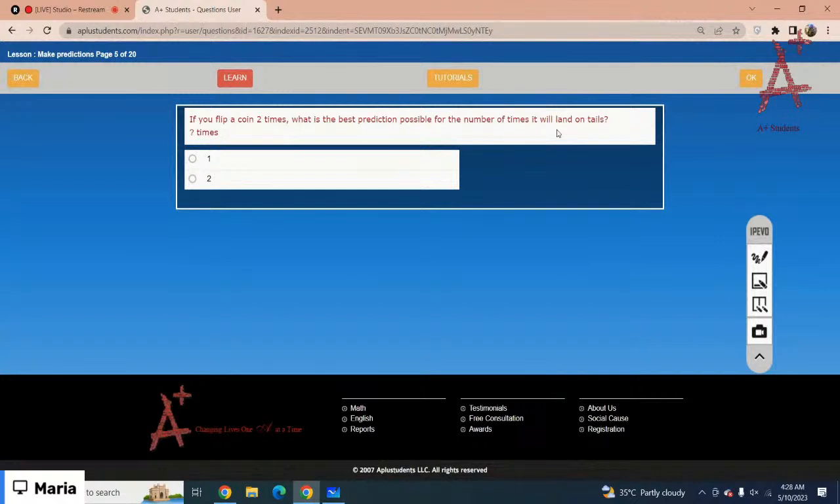If you flip a coin 2 times, what is the best prediction possible for the number of times it will land on tails? Which is the correct option?